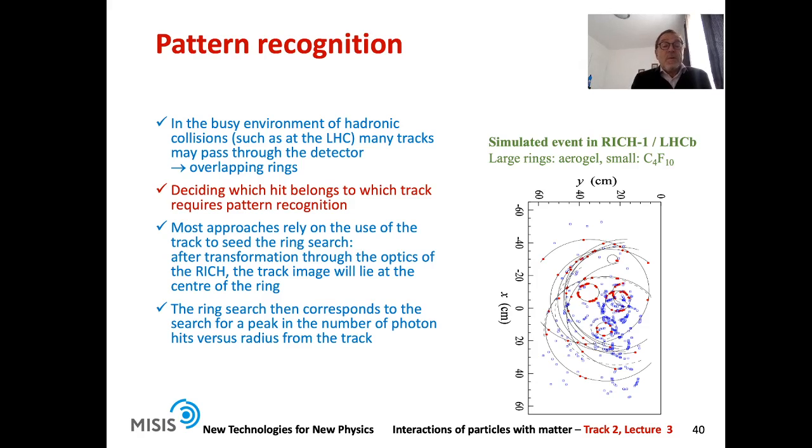Most approaches rely on the use of a track to seed the ring search. After transformation through the optics of the RICH detector, the track image will always be at the center of the ring, and the ring search then would correspond to the search for a peak in the number of photon hits versus radius from the track of the particle.